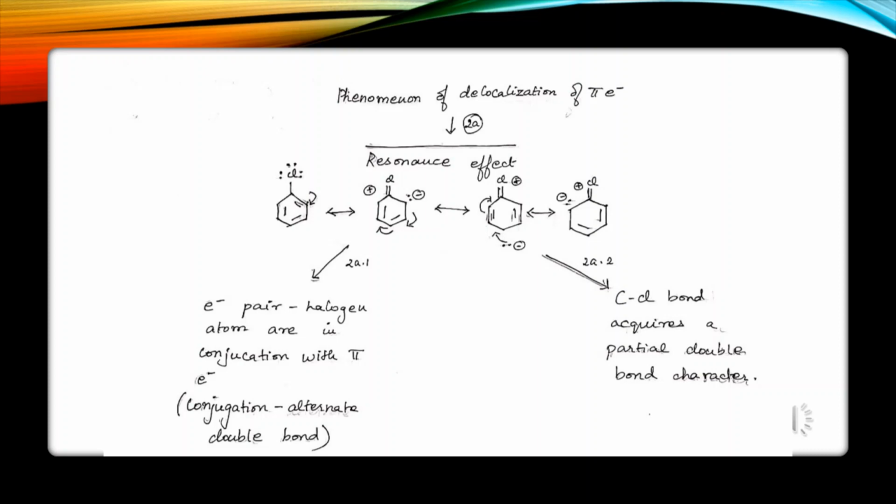So here is the structure of the resonance effect. You can see the delocalization of pi electrons here. Here the first point is the electron pair on the halogen atom is in conjugation with pi electrons. So what is conjugation? Alternate double bonds. And the C-Cl bond acquires a partial double bond character. This is one of the important points. It acquires a partial double bond character due to the resonance effect.